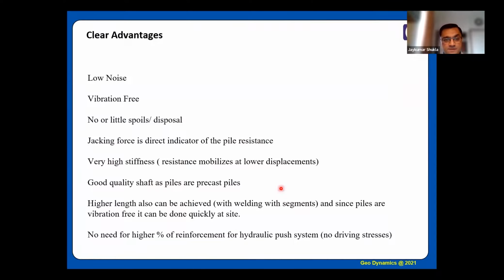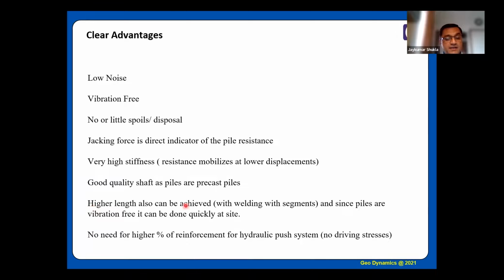The clear advantages of such a pile are very low noise, it is vibration free, and there are no or little spoils. Jacking force is a direct indicator of pile resistance. Very high stiffness means the pile resistance is available at a very small displacement, and end bearing can be mobilized even with a smaller displacement. Good quality is guaranteed because there is no impact and no driving stresses, so reinforcement ratios are also very low.